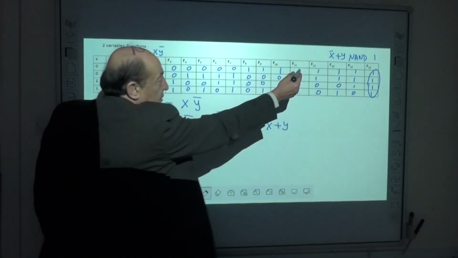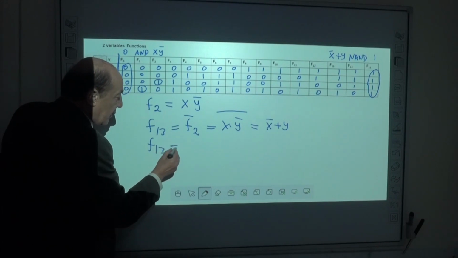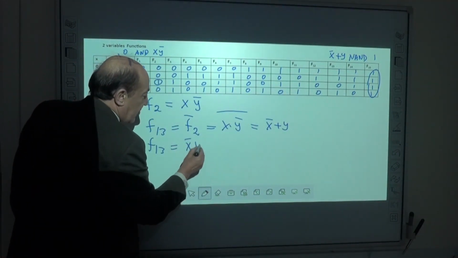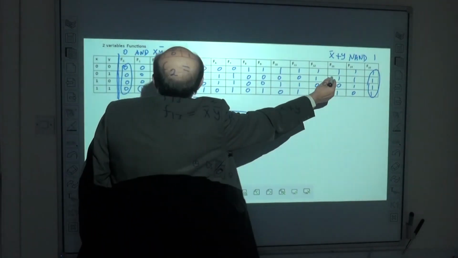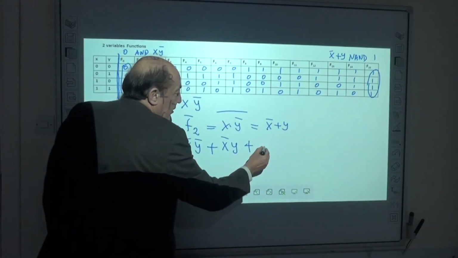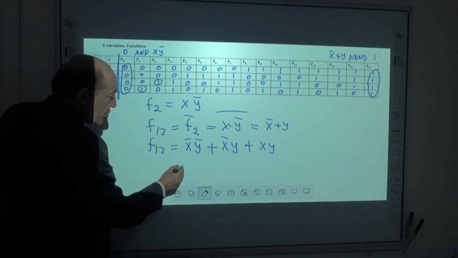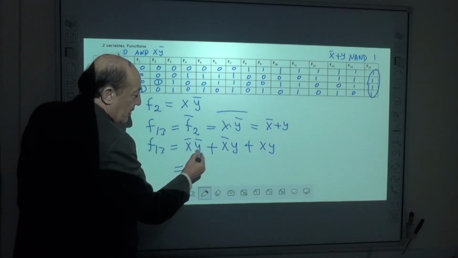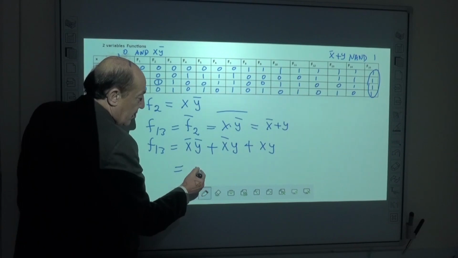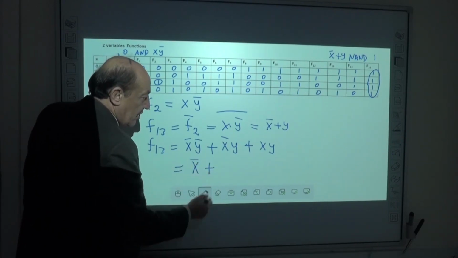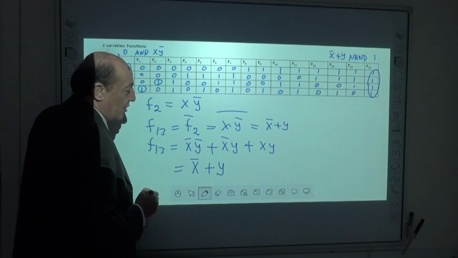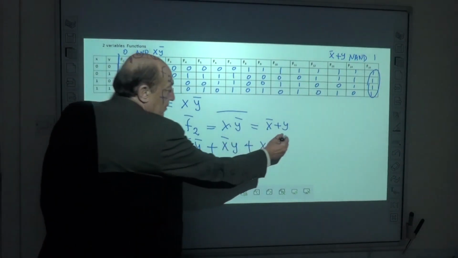Or you can derive f13 from the truth table. It is 1 here, not x not y, or 1 on not x y, or here on xy, which is equal to, these two terms differ only on not y, so we can remove it and write not x. And this differs on not x, so we can write y, and this is the same as here.